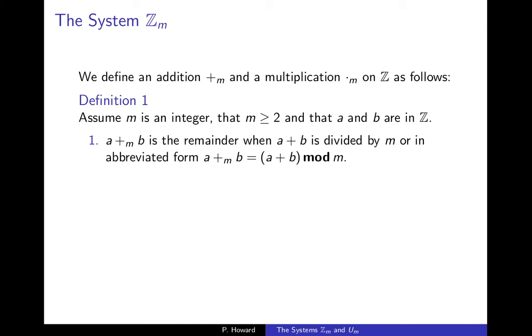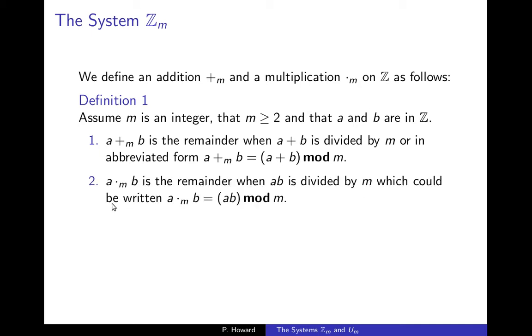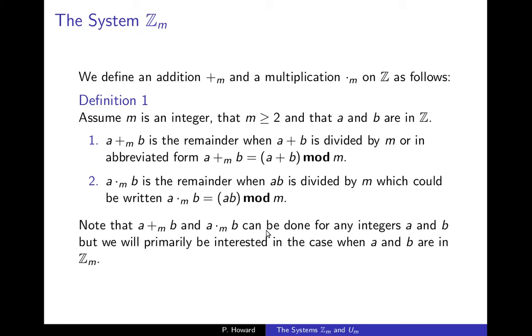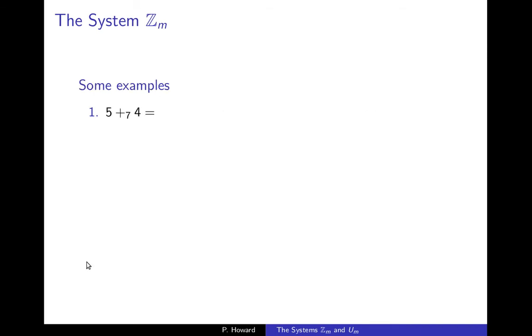And times sub m is similar. a times sub m b is the remainder when a times b is divided by m, or a times sub m b is (a times b) mod m. One thing to notice is that you can do this for any two integers, a and b, but we will usually be interested in the case where a and b are elements of Z sub m. And now we'll try a few examples.